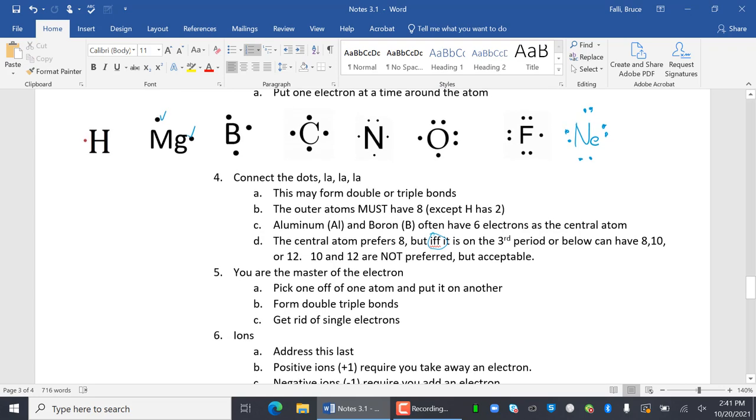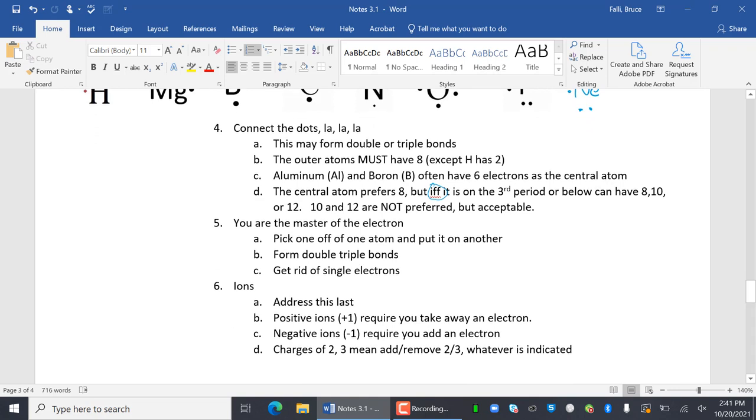Next rule is you are the master of the electron. You can pick one off one atom and put it on another. You can form double or triple bonds. You can get rid of single electrons. That's the whole point. Get rid of single electrons and make them pairs.